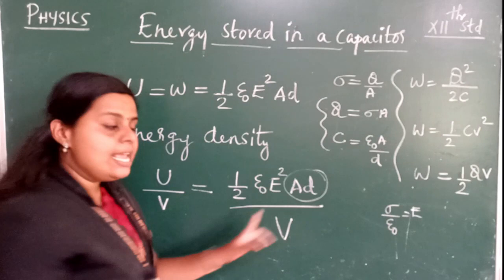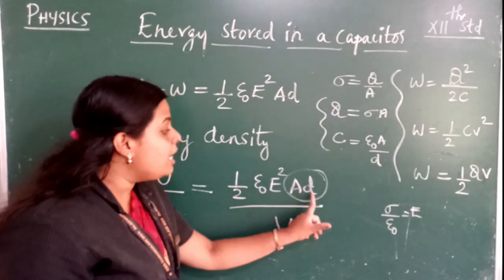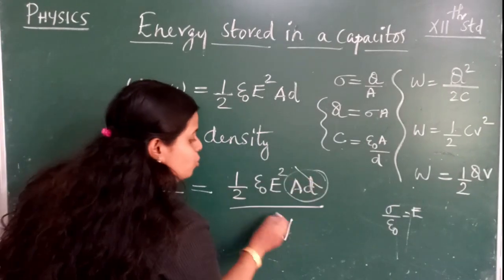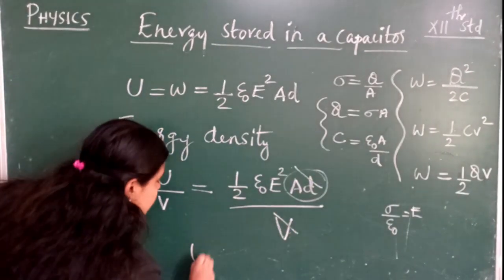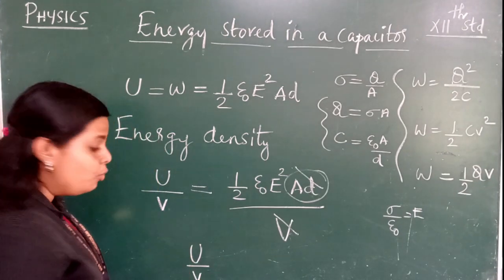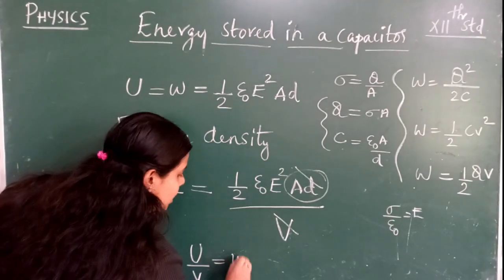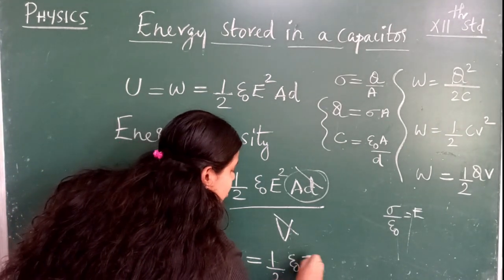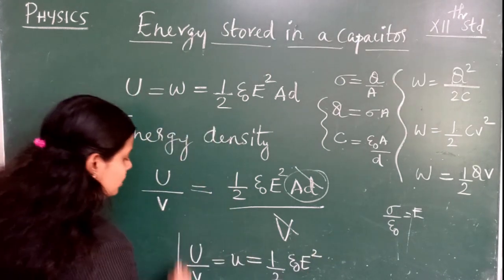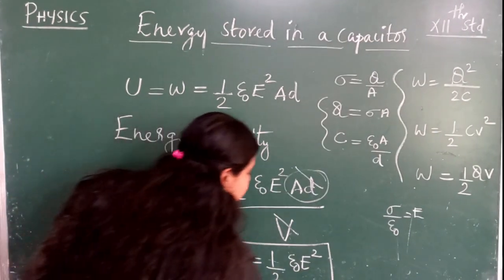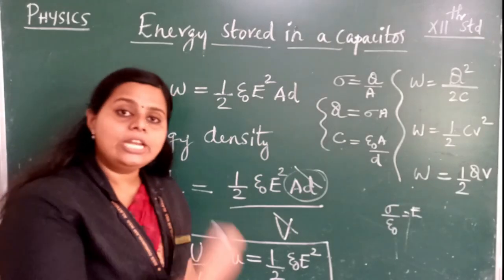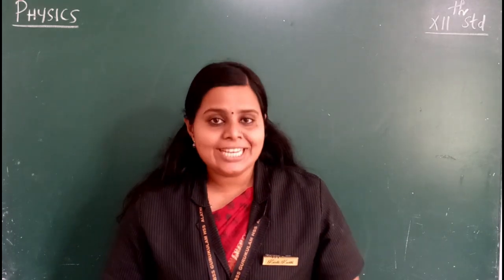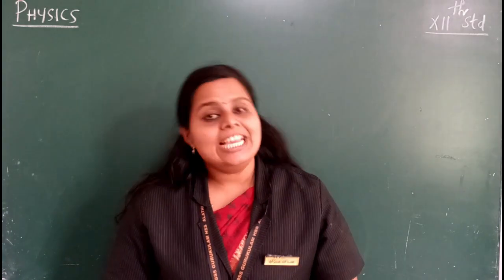What is A into D? Area into thickness. Area into thickness is simply the volume. So this is volume, this is also volume. So these two terms get cancelled. So what is the energy density? That is U by V, which is denoted by small letter u. So that is equal to 1 by 2 epsilon 0 E square. Okay, so this is the expression for energy density. So did you get this expression? So that's all for today. One more topic is there in that chapter that we can discuss in the next class.